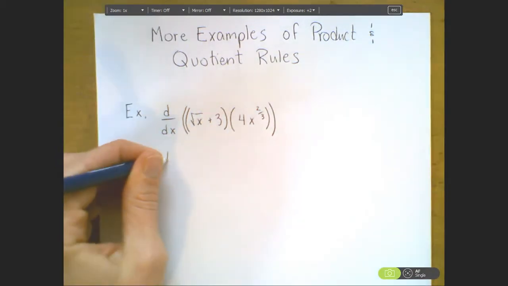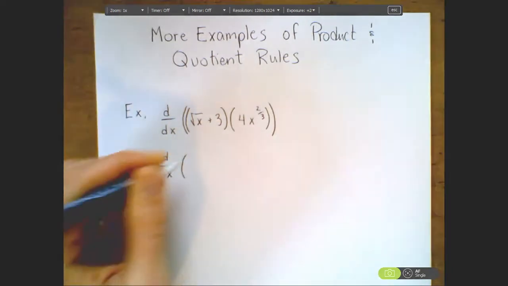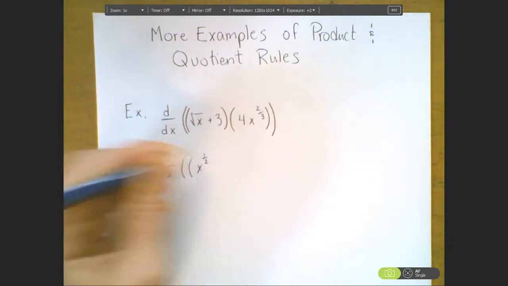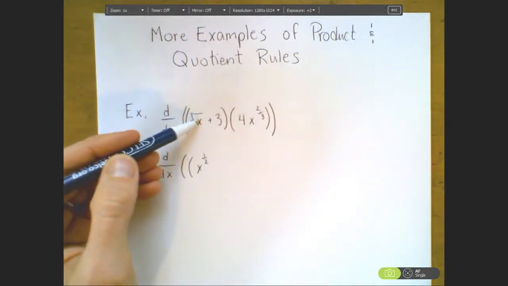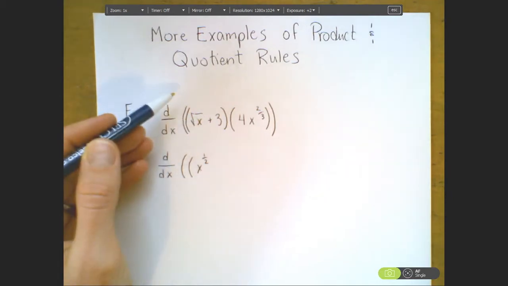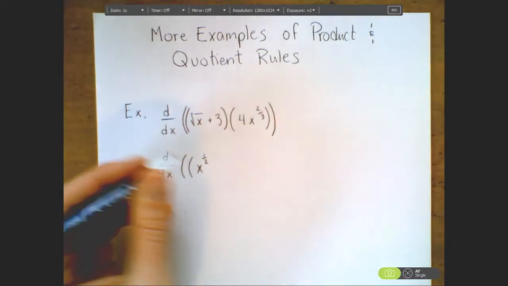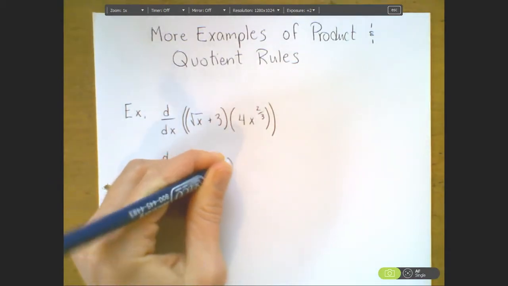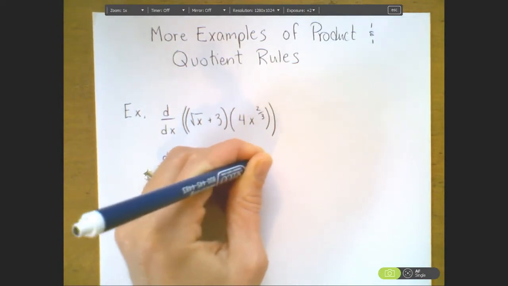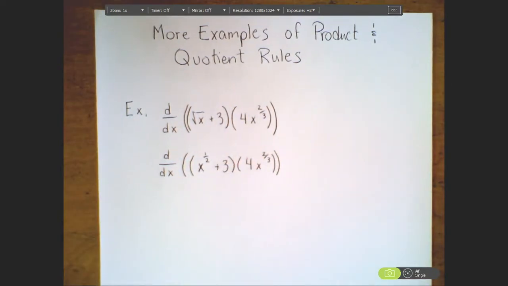So instead, I'm going to rewrite this problem so that instead of having a square root, I'm writing this as x to the 1/2. Because the square root of x times the square root of x equals x, or in other words, x to the 1/2 times x to the 1/2 equals x. So this is just another way to rewrite the exact same problem. And the reason why I rewrite it is because now it's going to be easier to employ our product rule.